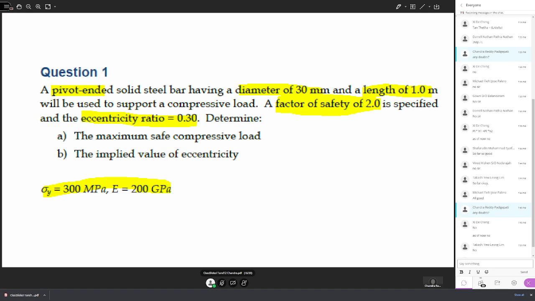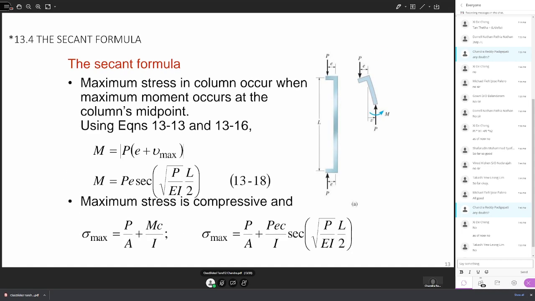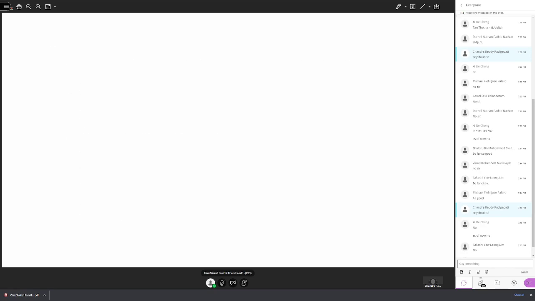All right, guys, any questions? Let me know, or anything you want to ask about the buckling of columns. So I'll just go back to the beginning.